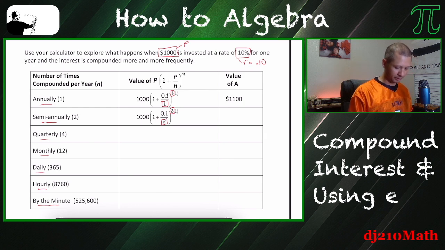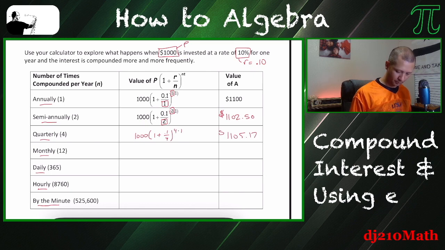Okay, let's start knocking this out. So this is saying that if it's compounded annually, 1 time per year, you would earn $100. If it's compounded twice a year, it would be $1,102.50. Quarterly, the same problem, $1,105.17. And then you could keep this going. You would keep substituting out your N value for the next N value.